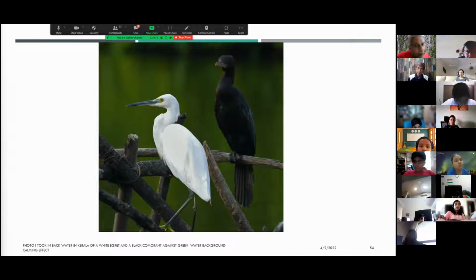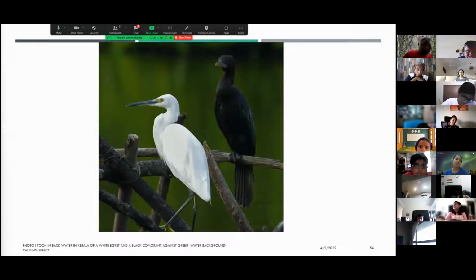Now, this is a picture I took in Kerala, actually, in the backwaters: a white egret sitting in front of a black cormorant. This is the green water in the backwaters there in Kerala. You can see the stunning color effects, the black, the white, and the eye is very, very clear in this photograph. So it makes it a nice photograph.